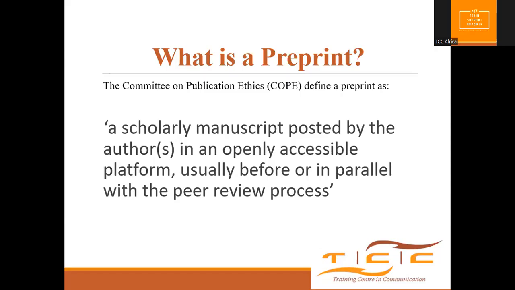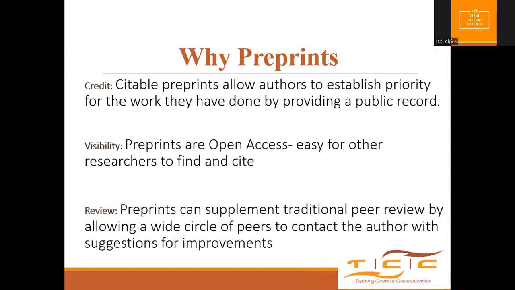But imagine this work can already be visible out there and people can start downloading and citing it and also just giving you feedback openly that can help you now improve the work before you submit it to a conventional journal. So preprints also give you credit. They make it citable, and preprints allow authors to establish priority for the work they have done by providing a public record already. Visibility, preprints like Africa Archive are open access. So people can easily access your work and start citing it. Also, the review is open, so people can already start asking you questions about your work when it's on Africa Archive as a preprint, and then you can help.